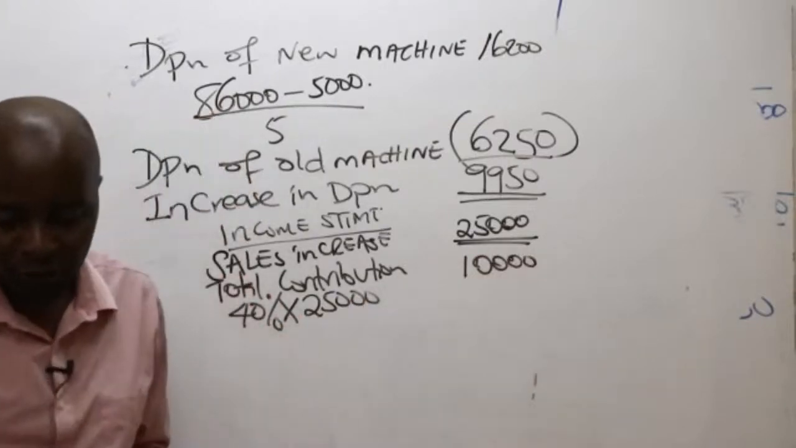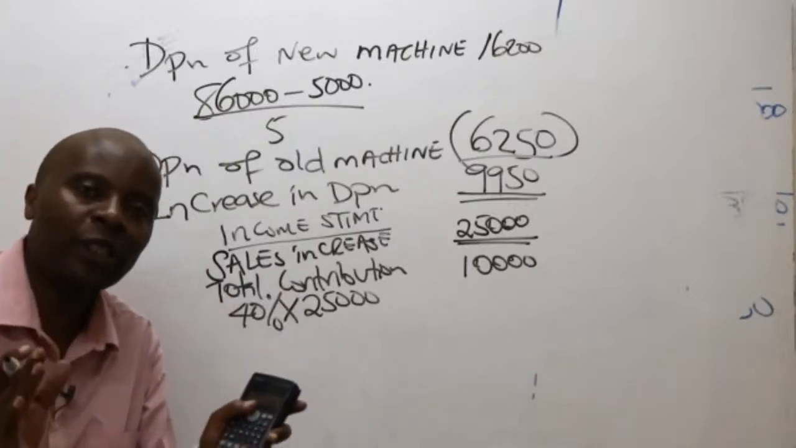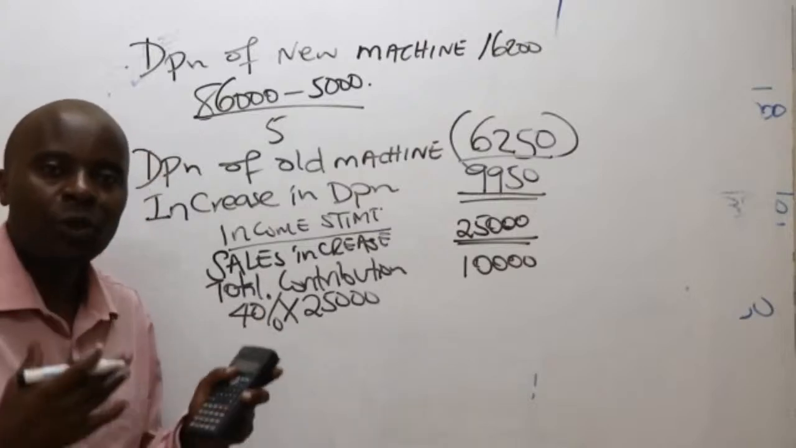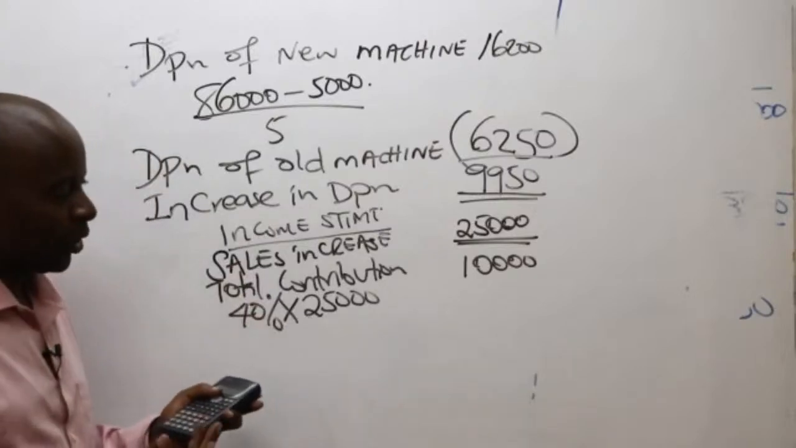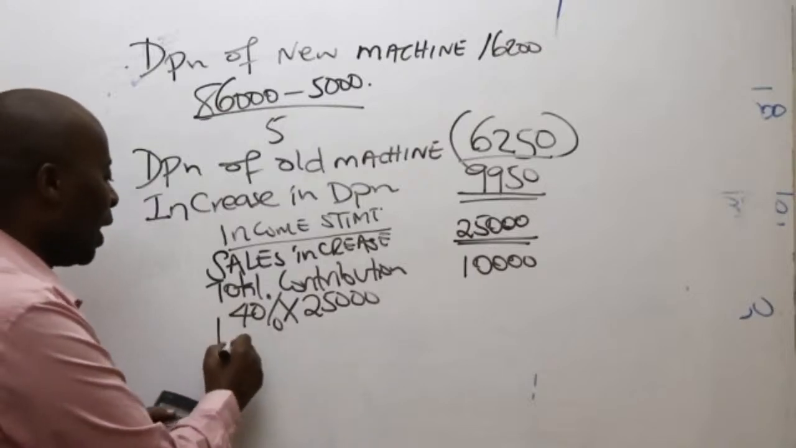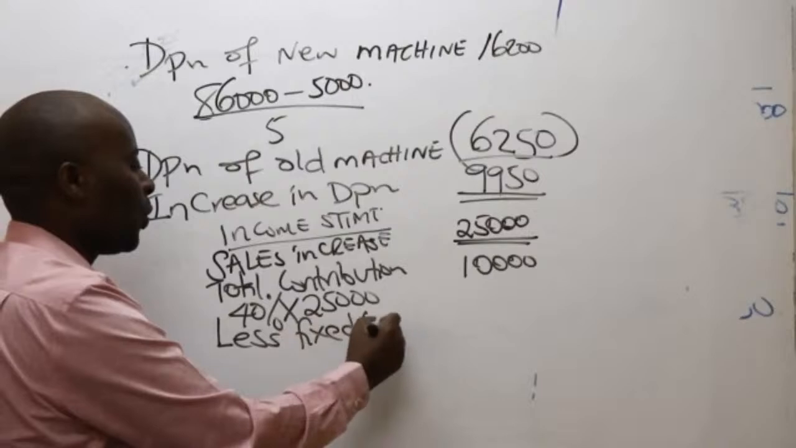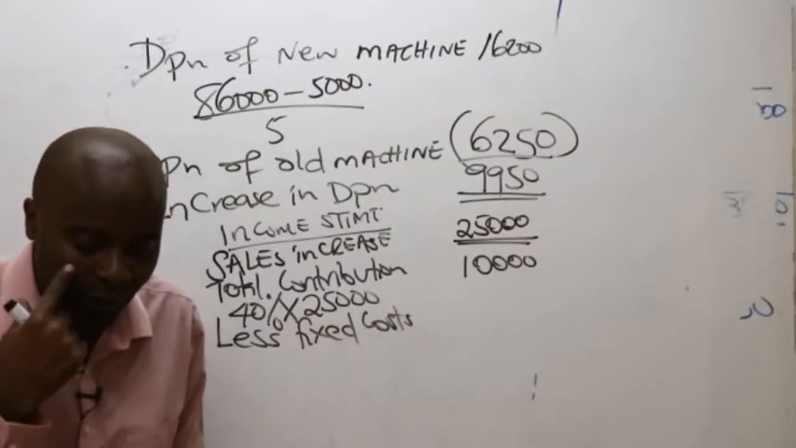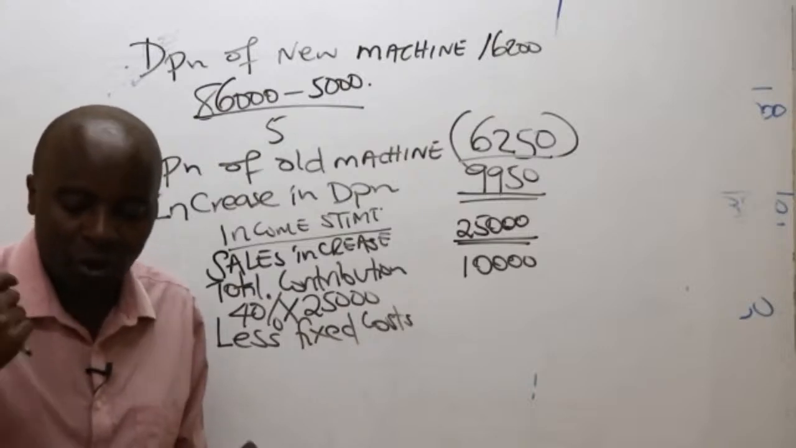10,000 shillings. Once I get my contributions, what am I supposed to do? I'm supposed to scan through the question to see whether we have got any relevant fixed costs. So they come and say here, less fixed costs. When I look around that question very well, I'm not able to see, ladies and gentlemen, any note on fixed cost.